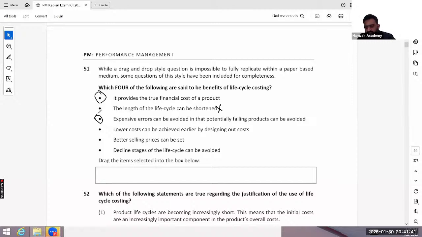Lower cost can be achieved earlier by designing the cost out. Yes, we have read it. This is an advantage. Better selling price can be set. Yes, the better selling price can also be set. Decline stages of the life cycle can be avoided. No. The decline stage cannot be avoided. Yes, we can delay the decline stage, but there will be a decline stage. So 1, 3, 4, and 5. These are the advantages.